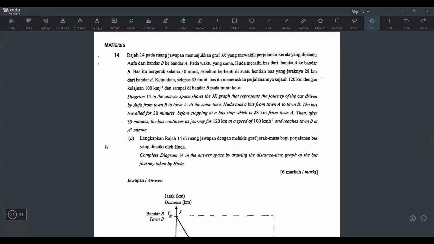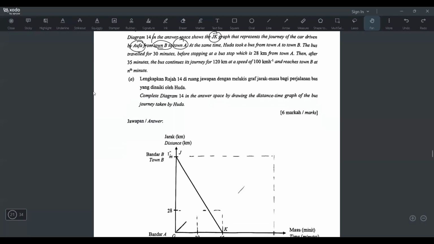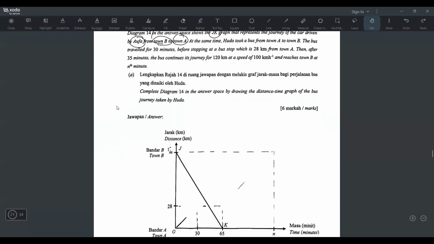All right. Let's do number 14. So let's read the question. Diagram 14 in the answer space shows the JK graph that represents the journey of the car driven by Alpha from town B to town A. Okay, let's observe the diagram. This is the diagram.